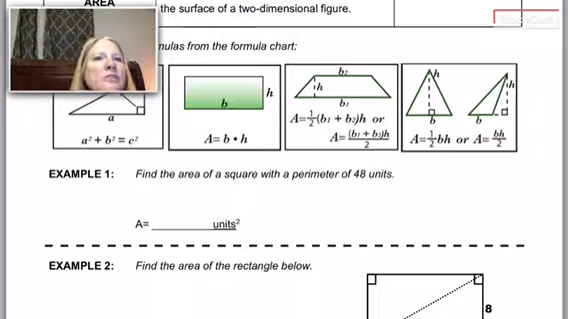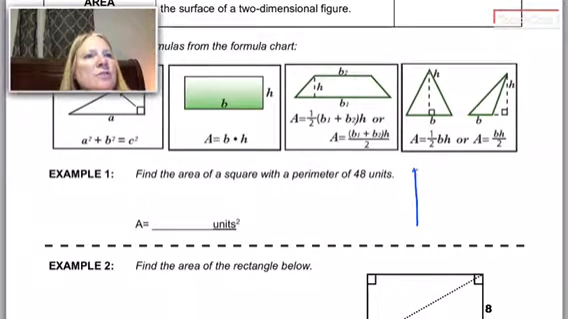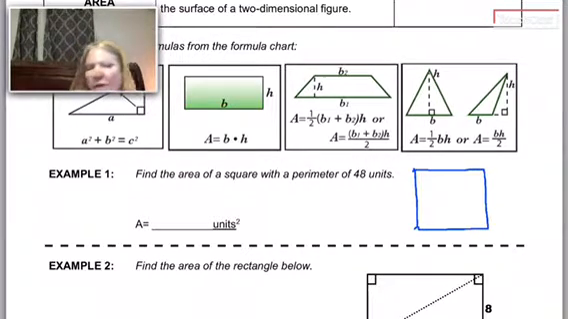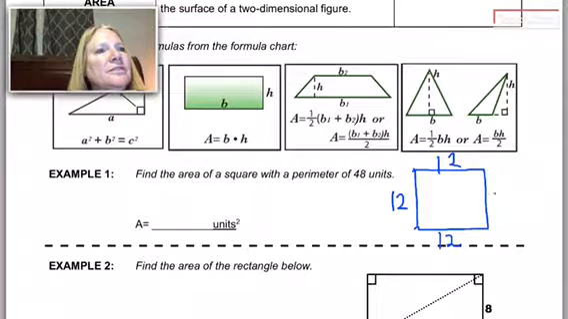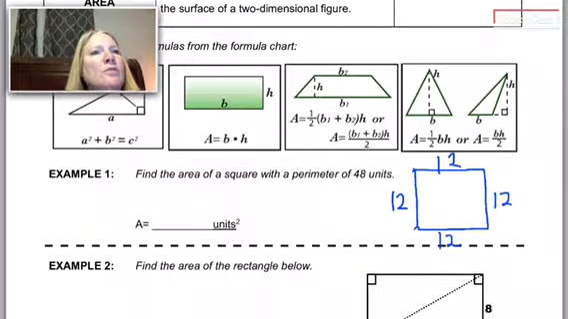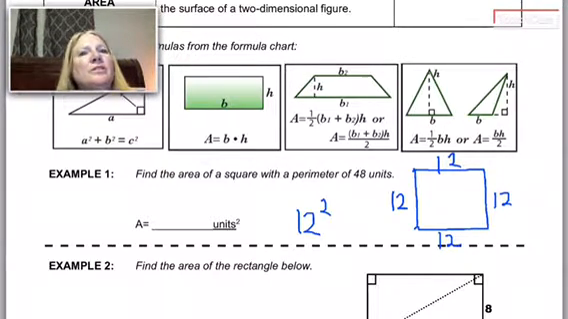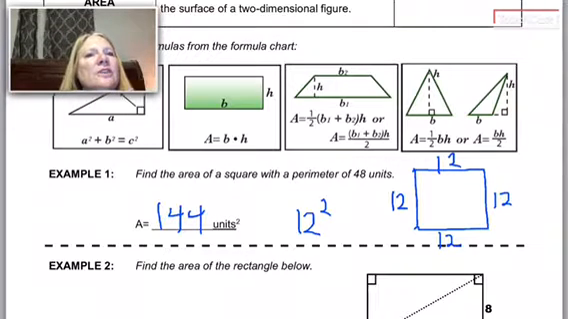and find the area of a square with a perimeter of 48 units. Okay, so we have a square. If the perimeter is 48, what would that make each side? There are 4 sides, so 48 divided by 4 means that all the sides are 12. And so the area is 12 squared, or 12 times 12, which is 144.